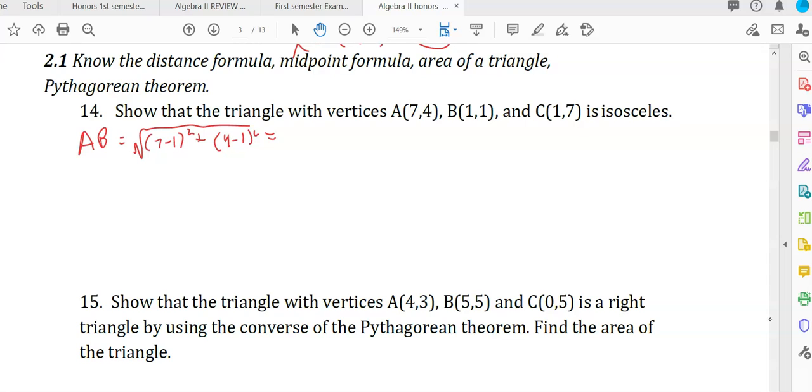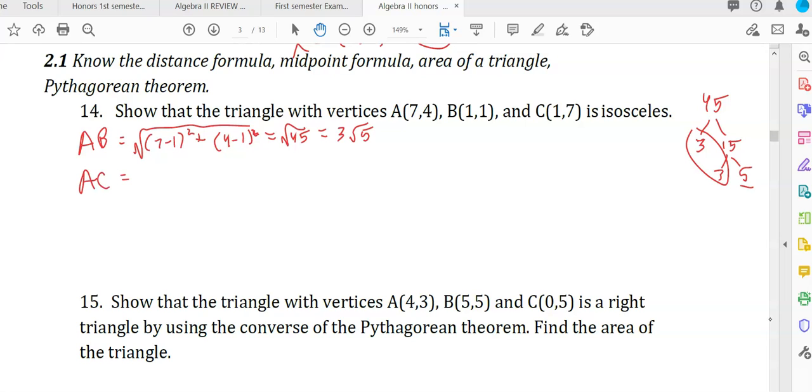6 squared is 36, plus 9 is 45, square root is 45. Square root of 45 might simplify, so if you do a prime factorization, I know 3 goes in there, 3 times 15, 3 times 5. So a pair of 3's with a 5 left over. So if you wanted to write this, this is 3 root 5, although you could leave it like that. And for this particular problem, I'll show you why in a minute.